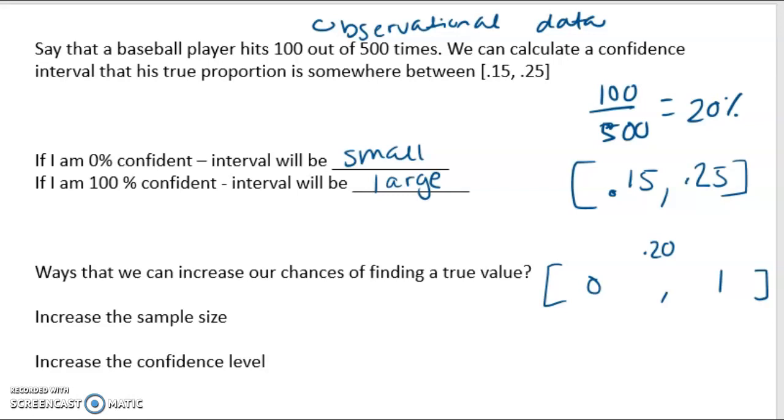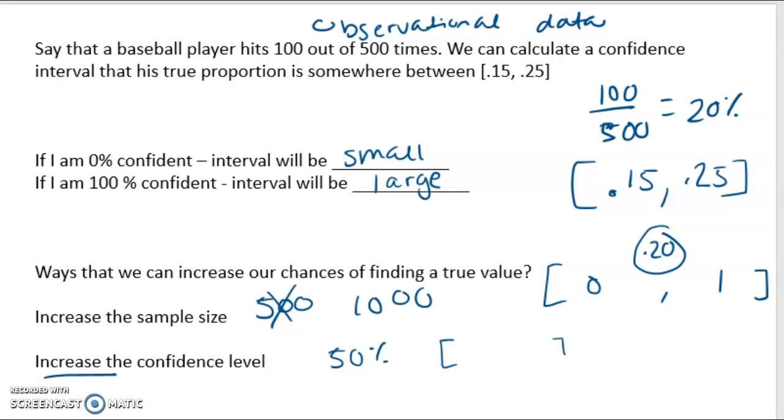So there are two ways that we can increase our chances of finding the true value. So a value that we think is the answer, but we want to be more sure by creating this interval. So the one way we can do is increase the sample size. So instead of looking at 500, maybe we'll look at 1,000. Maybe we'll look at 1,000,000. Another way is to increase the confidence level. So if I create a 50% confidence level, I might be within this range.